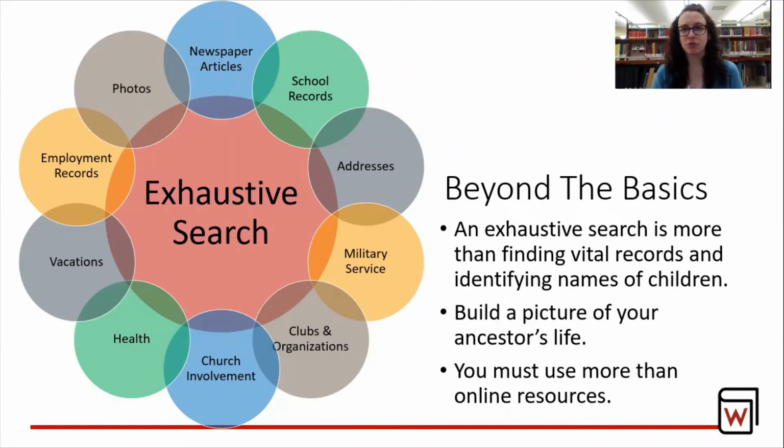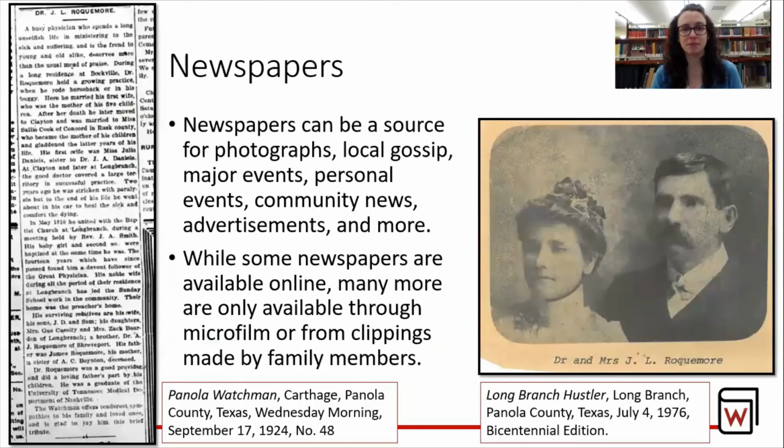An exhaustive search really requires that you go beyond the basics. It's more than finding vital records and identifying the names of children. It's building a full picture of your ancestor's life. And you have to use more than online resources. So we're going to take a look at some examples of different types of records that you can use to show what creating an exhaustive search might look like.